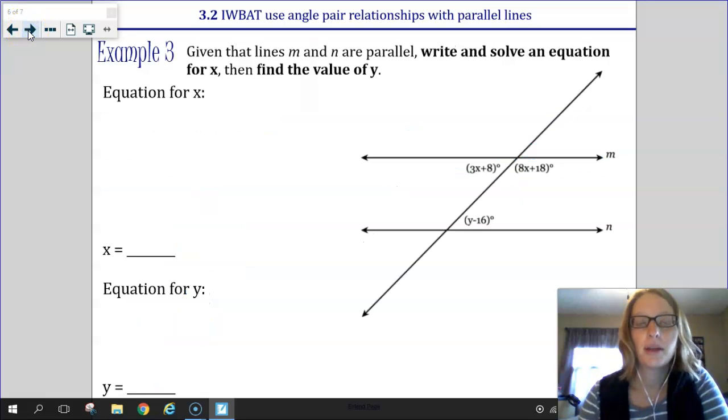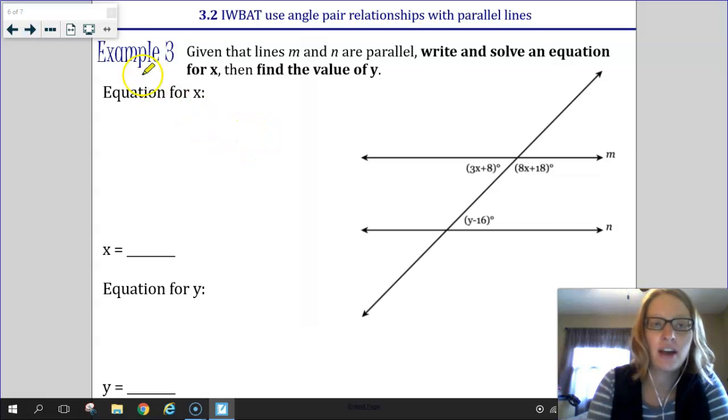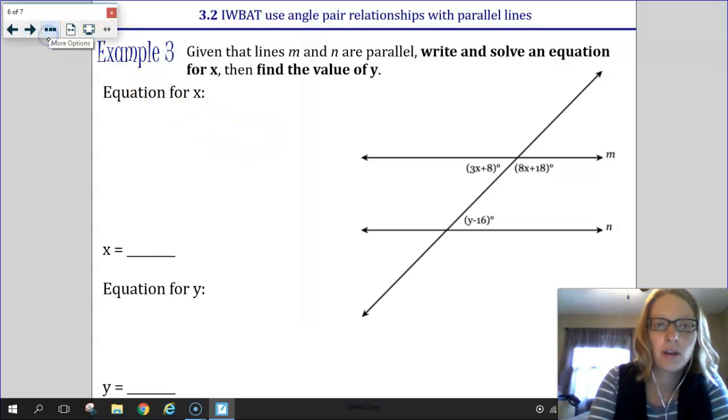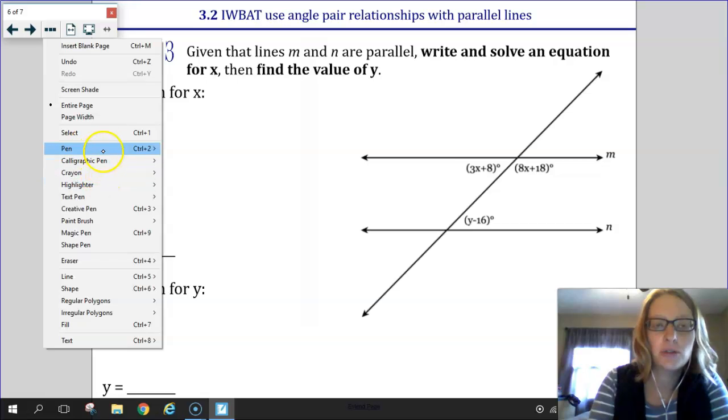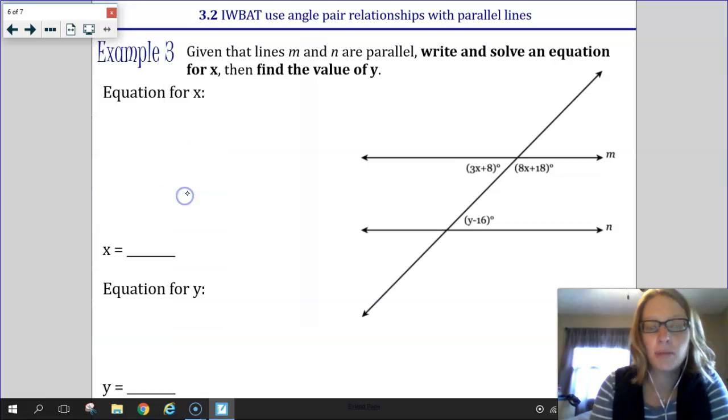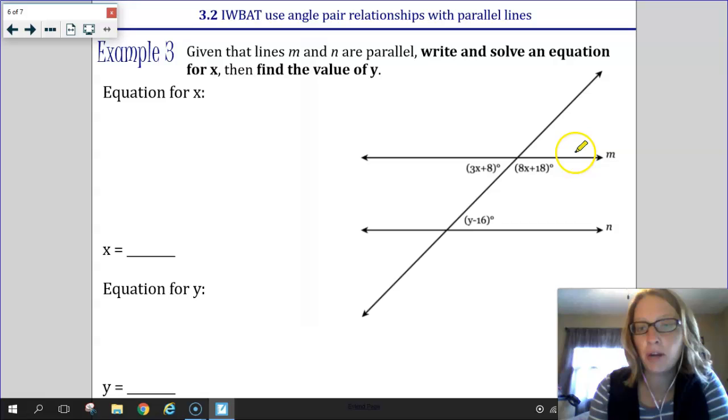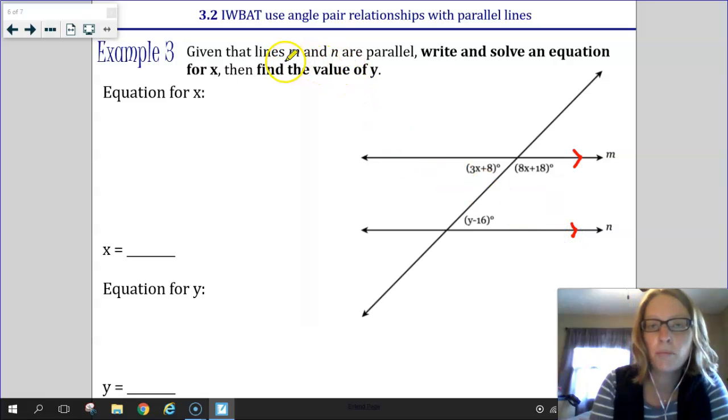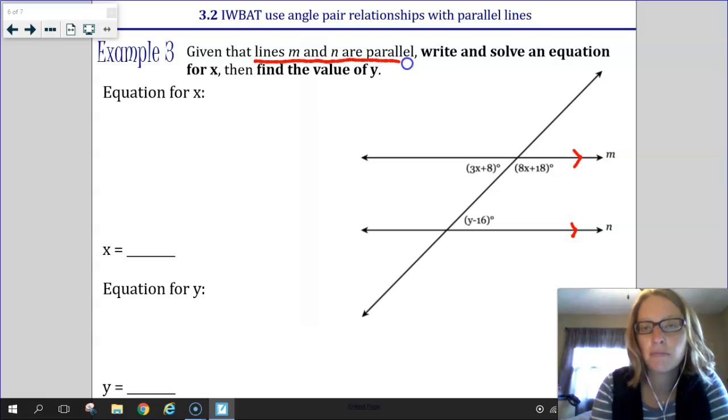For example 3, the directions say, given that lines M and N are parallel, write and solve an equation for x and then find the value for y. The first thing I'm going to do, since the words in the problem told me that M and N are parallel, but they're not labeled at all, is I'm going to label them with arrows so that I remember the problem told me that those particular lines, M and N, are parallel to each other.